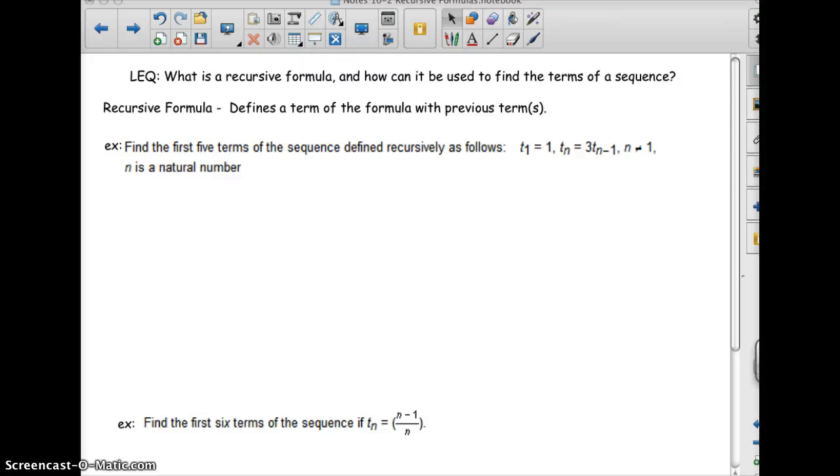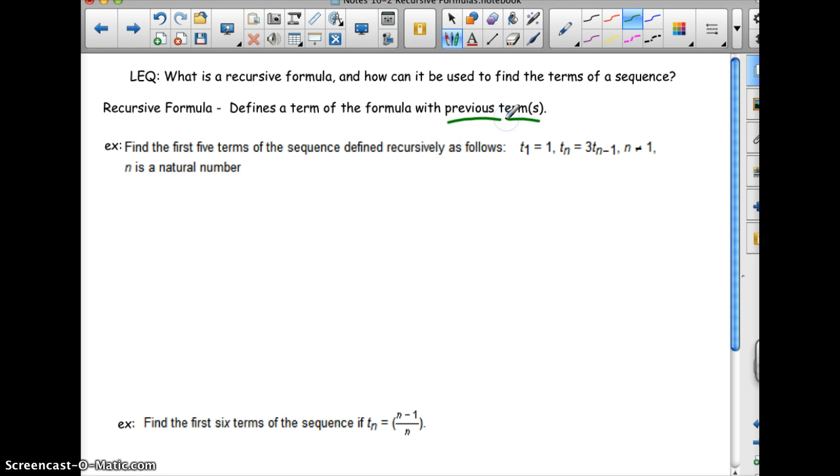Alright, today we're going to be talking about recursive formula. What is recursive formula and how can it be used to find the terms of a sequence? A recursive formula, we've defined it for you. It defines a term of the formula with previous terms. It's like if you know one term, you can then determine what the term after it would be, and you can build it like that.